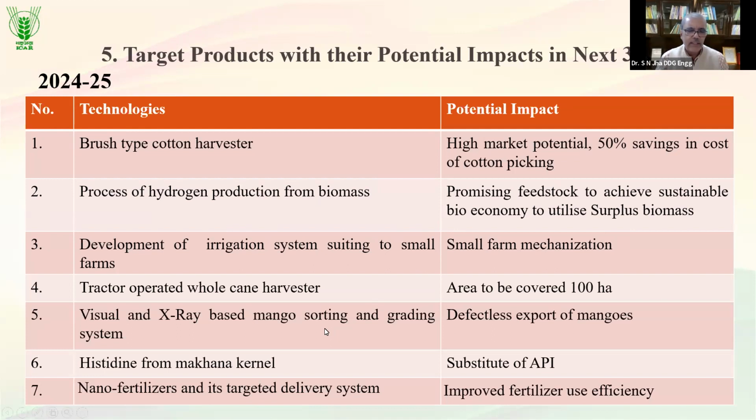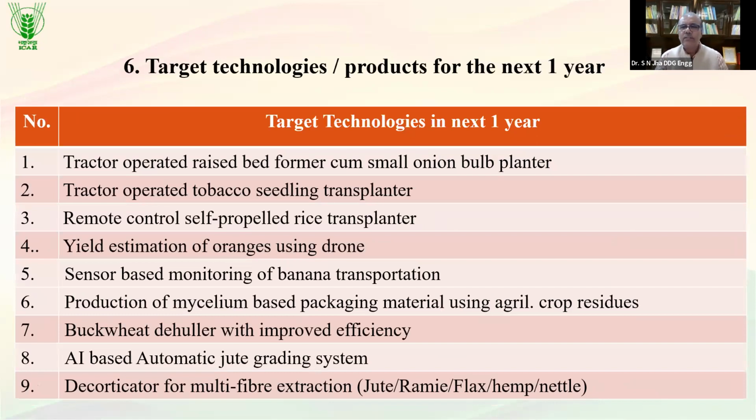Nano fertilizer and its targeted delivery system will be developed. Target technologies for the next one year, meaning the coming year: tractor operated raised bed farmer, a small onion bulb planter, a tractor operated tobacco seedling transplanter, a remote control self-propelled rice transplanter, yield estimation of orange using drone. Of course, sensor technology we have to apply for that. Sensor-based monitoring of banana transportation, production of mycelium-based packaging material using agricultural crop residues, and a buckwheat dehuller with improved efficiency.